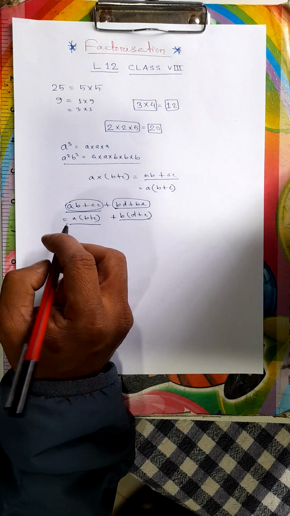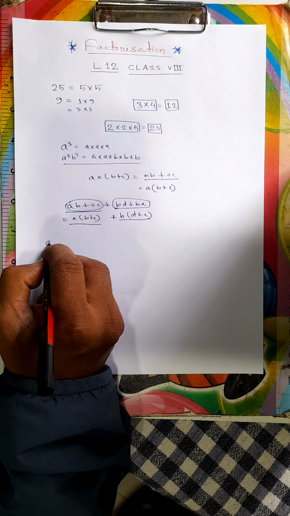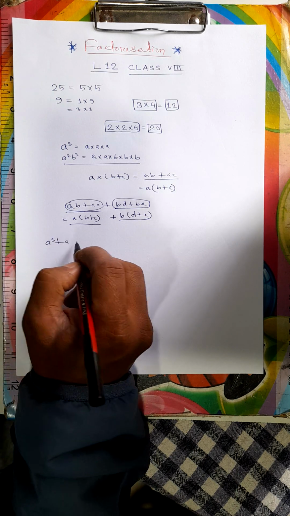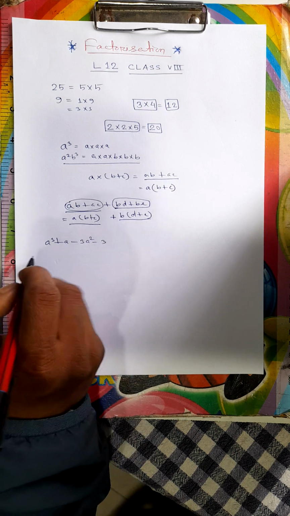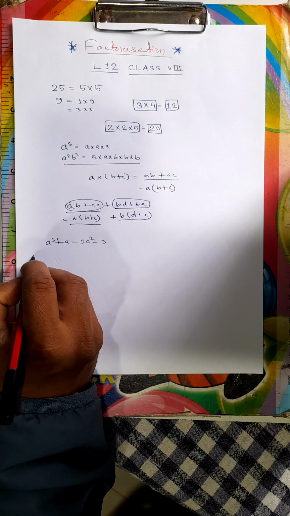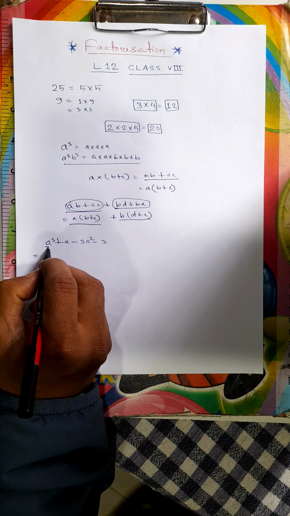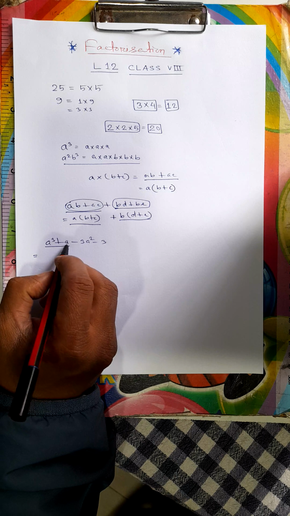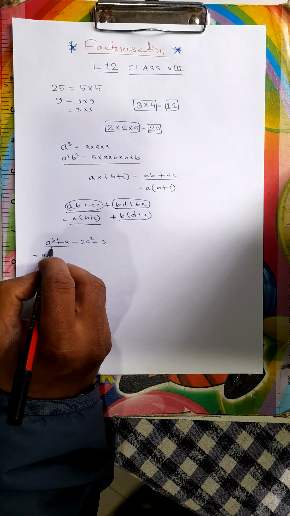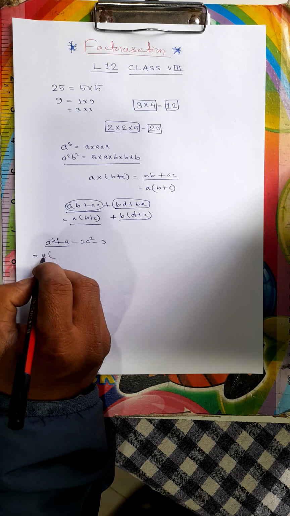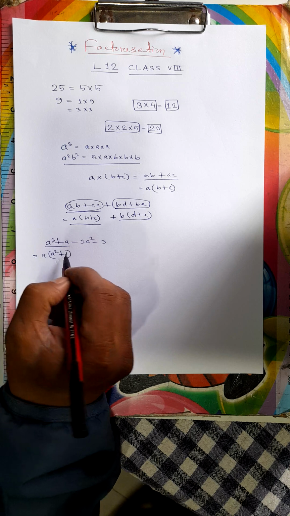So let us start with one example. Suppose you are given a cube plus a minus 3a square minus 3. Now you see, here you can take common factor a. a is the common factor for both of these. So after taking out the common factor, you can write it as a, a square plus 1.